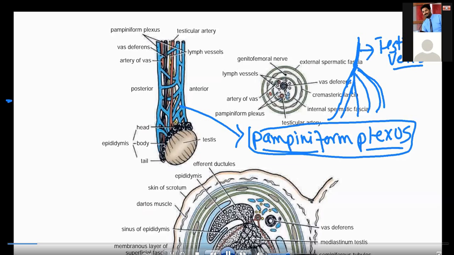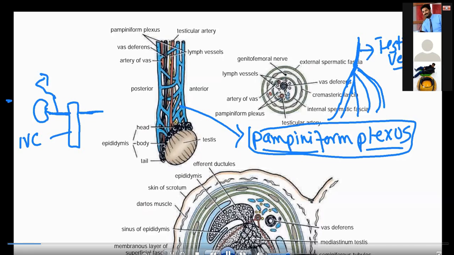Now see here, if I draw the inferior vena cava, so this is our inferior vena cava. In the inferior vena cava, these veins are your renal veins. This is your right renal vein. This is your left renal vein. So you have right renal vein and left renal vein. These veins are draining the blood directly into the inferior vena cava.